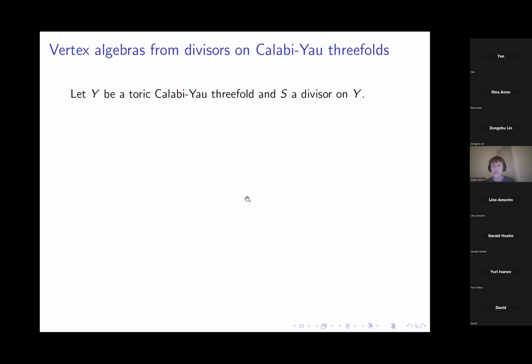And now I want to say a bit, following what I was explaining before, in the C3 case, of how this should lead to vertex algebras from divisors on Calabi-Yau threefolds. So let Y be a toric Calabi-Yau threefold, satisfying the conditions we had before. And let S be a toric divisor on Y.